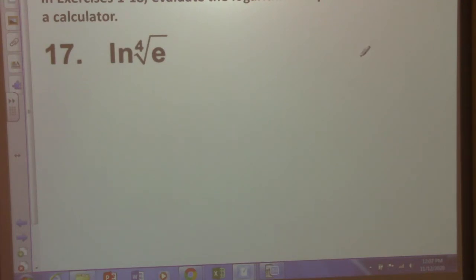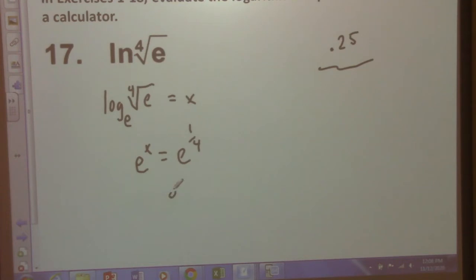0.25, or 1/4. Let's go ahead and break this down. So we've got log base e of the 4th root of e is equal to x. Now I still put that 10 there. That's a habit, it's a bad habit. Not a bad habit, it's just a habit. That's log base e, right? So e to the x equals the 4th root of e, and that's going to be e to the 1/4 power. So x is equal to 1/4, or 0.25, right?